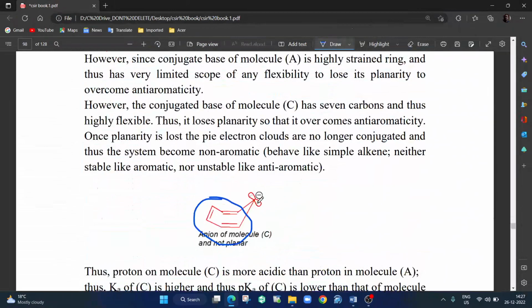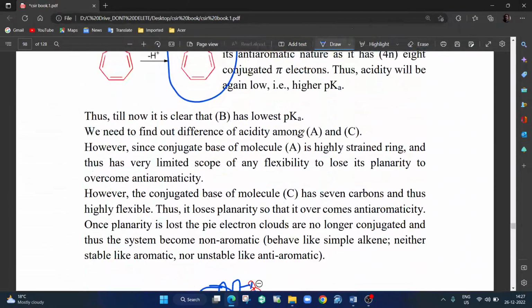It loses its planarity, so this is not parallel to this p orbital. See, for conjugation all the orbitals have to be parallel to each other. So this p orbital is parallel, but this is not parallel, so it will not conjugate. So suddenly this conjugation is lost and it becomes non-aromatic. So this will be a little more acidic. That means you will have a little lesser pK value than the first one.